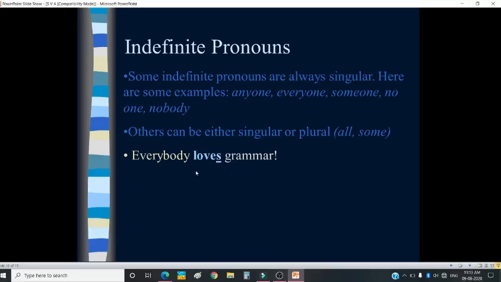Okay, leave it. Come here. Everybody loves grammar. Everybody means there is not only one person, but many persons. However, we are using only the singular form. This one is used as singular. Everybody loves grammar. Okay, some more examples are here. Some people love. You see, some is used as which one? Plural, considered as plural. Some people love.